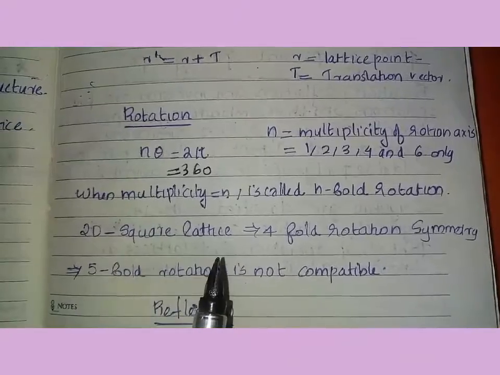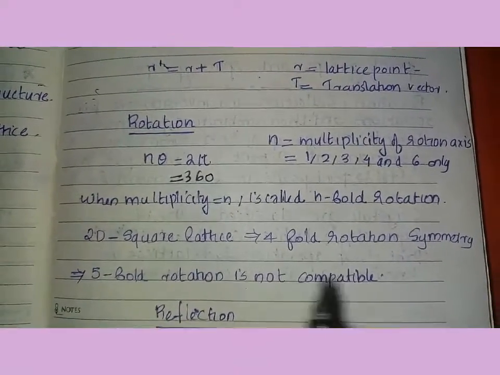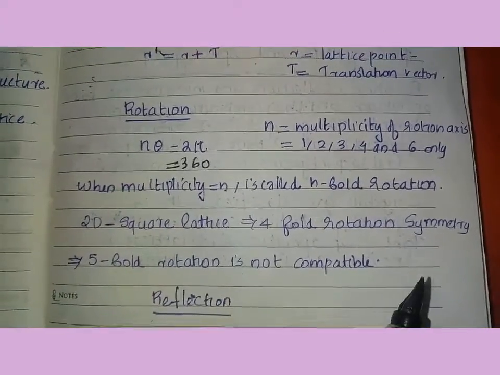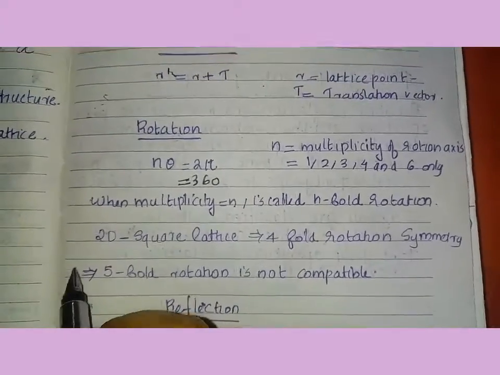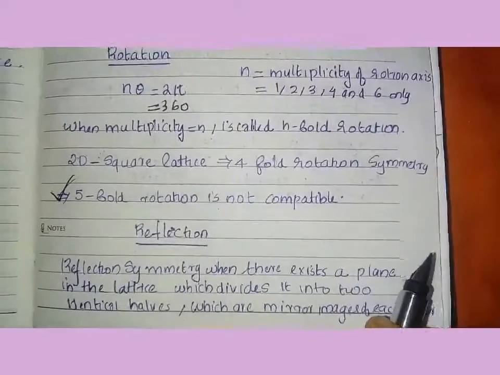The 2D square lattice has 4-fold rotational symmetry. 5-fold rotation is not compatible; it does not exist. It is very important: 5-fold rotation is not compatible.